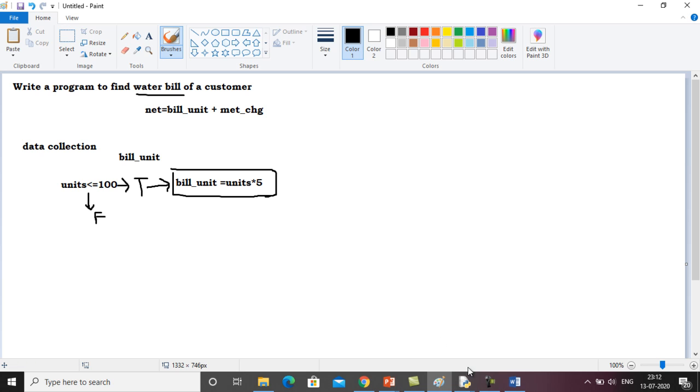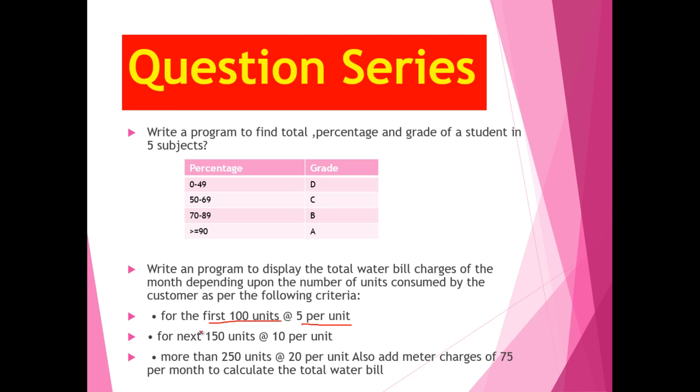Then we have another case, which tells us about the next 150 units. What does it mean? For the first 100 units the charge is 5 rupees per unit, and if we consume 150 units more, then for the next 150 units the charge will be 10 rupees per unit. Let me explain with an example.